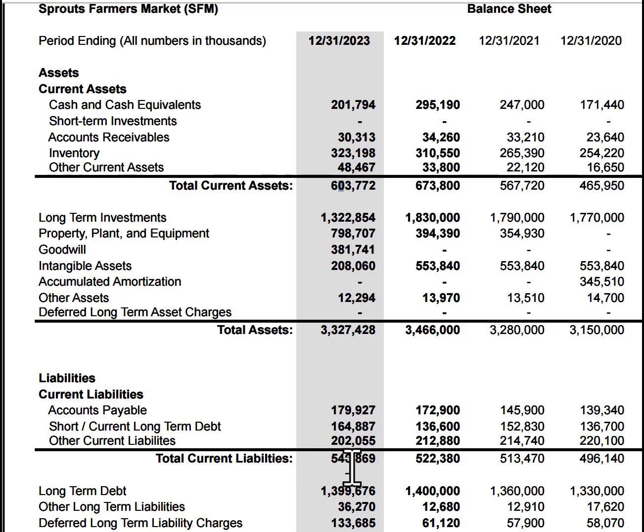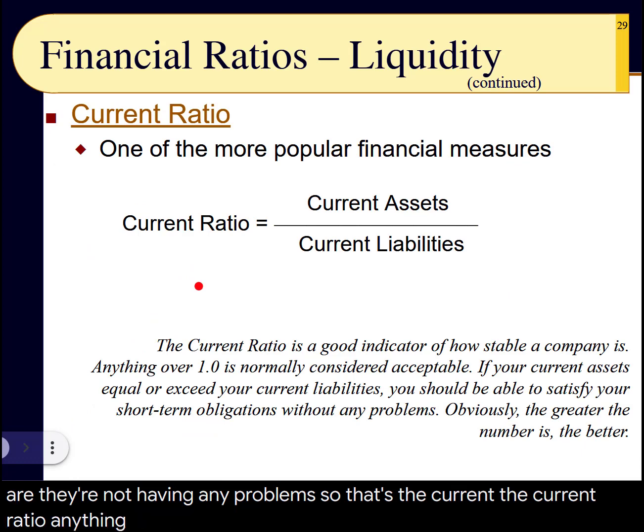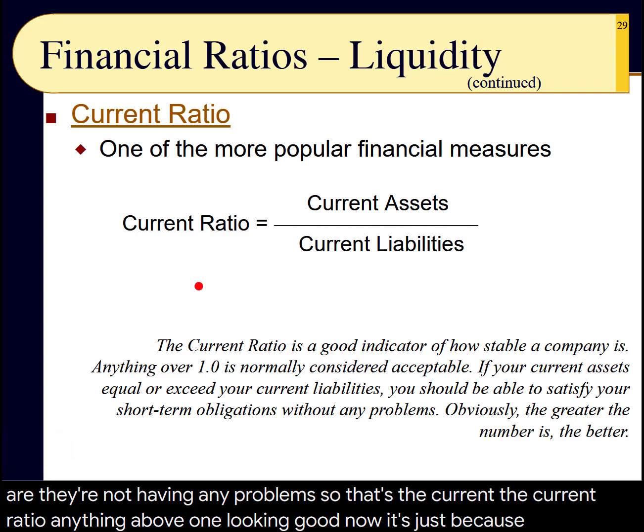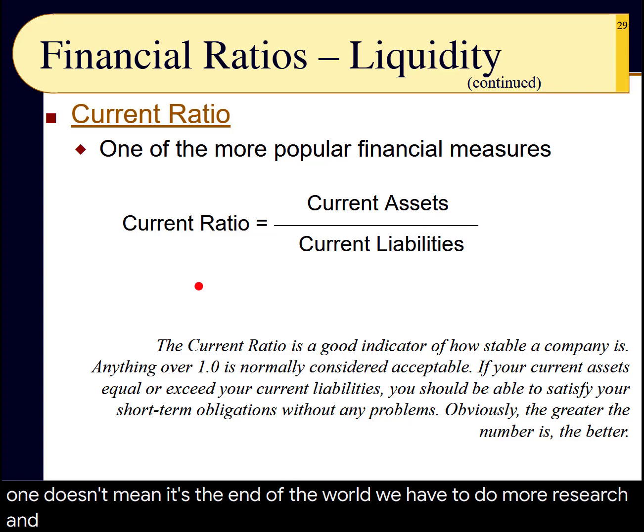So is Sprouts able to pay their day-to-day obligations? Yes, they are. They're not having any problems. So that's the current ratio. Anything above 1, looking good. Now, just because it's below 1 doesn't mean it's the end of the world. We have to do more research and understand more about the company. But anything above 1 says, yeah, they can make payroll.